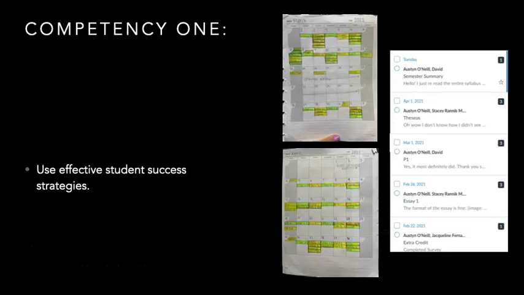Competency 1, use effective student success strategies. The evidence I've provided for this, the first 2 on the left, are my planner. My planner was organized and color-coded by class on the date that everything was due. For this class, I found myself picking due dates because there was nothing really outlined. I would give myself a drop-dead date that I wanted to have that assignment done by, and as I completed them, I would highlight them one by one.